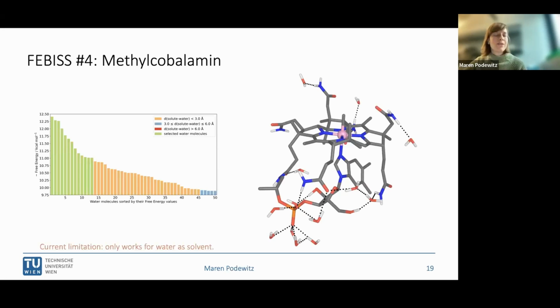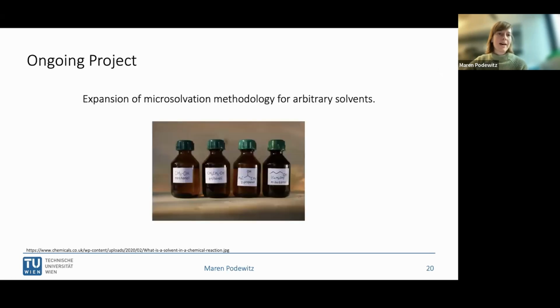Our microsolvation method has up to now a major drawback. Up to now, it only works for water as a solvent. But I have a master student who is about to finish his master thesis soon, and he is extending that methodology to arbitrary solvents. It had some tricky things to really make it applicable to any kind of solvent, but he's working on it, so that should be out in the foreseeable future.